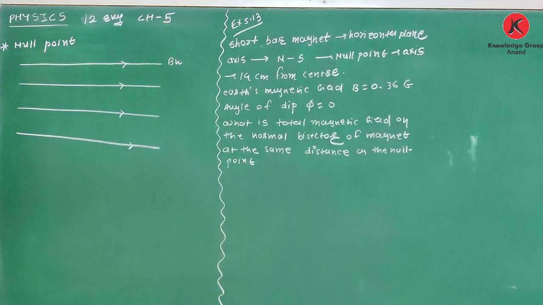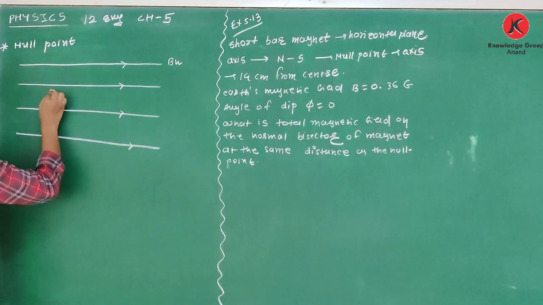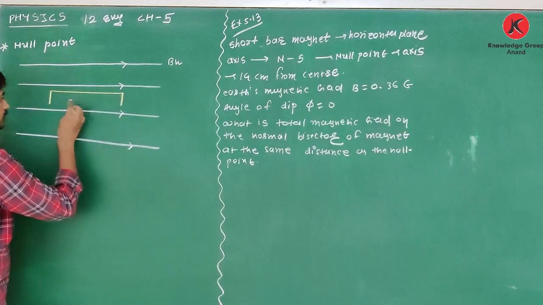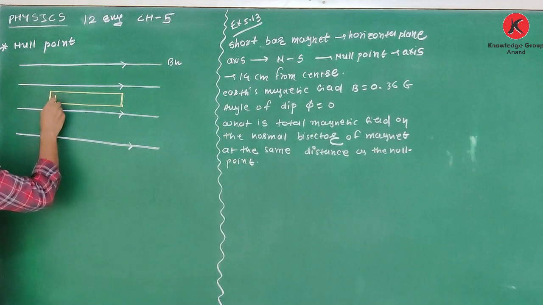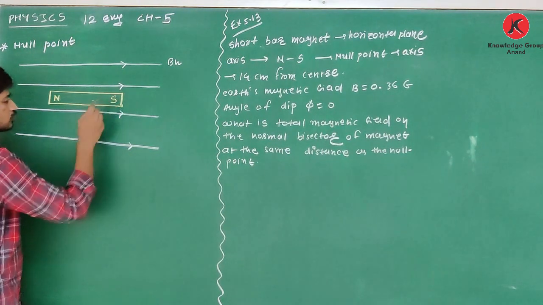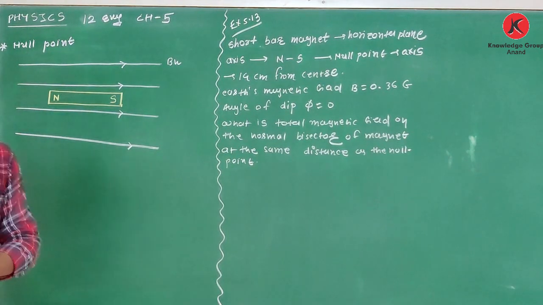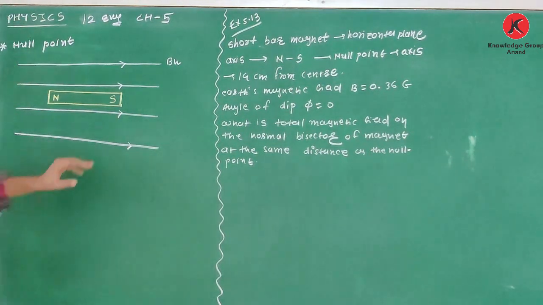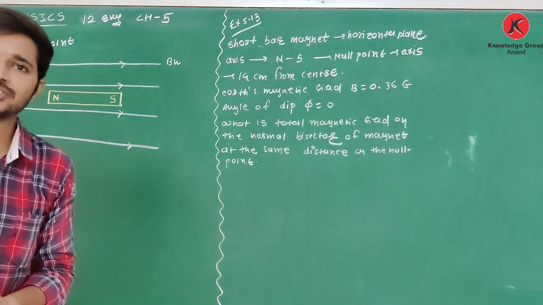In this horizontal component of Earth's magnetic field, if I place one magnet in the horizontal plane, suppose one magnet is placed like this, having its north pole in this direction and south pole in this direction. So in this region we have two types of magnetic field, one due to Earth and another due to this bar magnet.